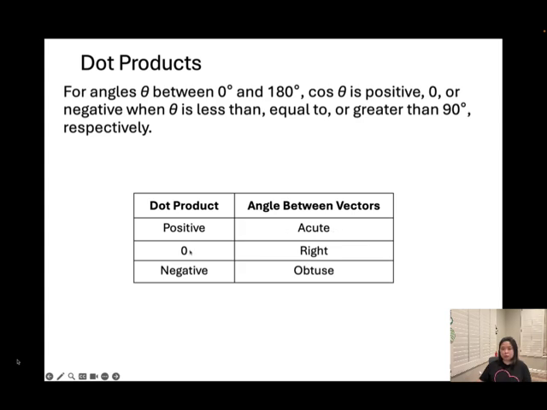But when it's equal to 0, it means the angle in between will be 90 degrees. It means these two vectors are perpendicular. And when you use the dot product and you find that it's negative, it means the angle between these two vectors is obtuse. It means it's gonna be between 90 and 180 degrees.